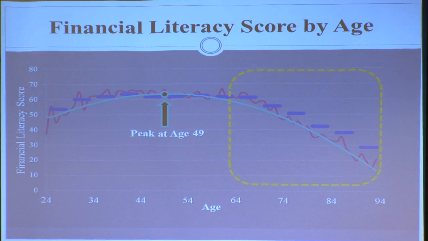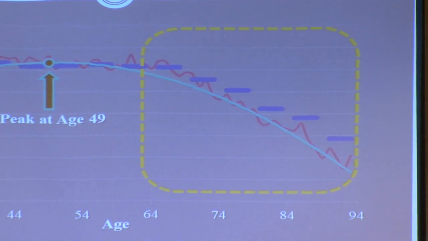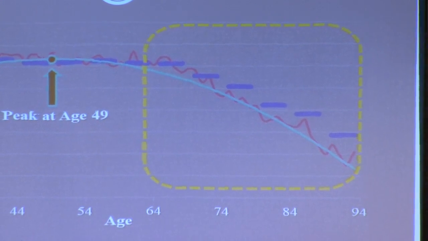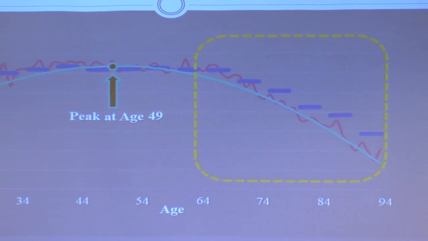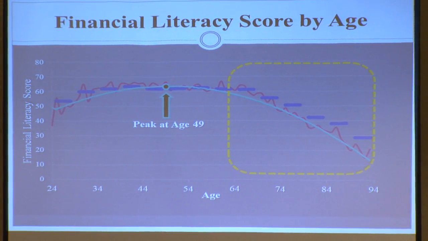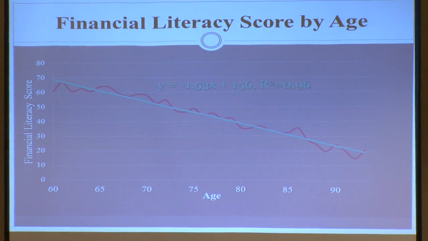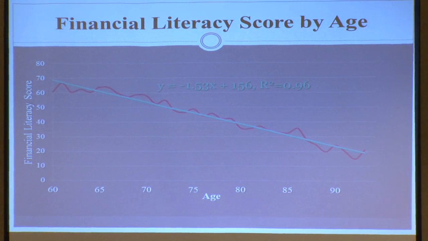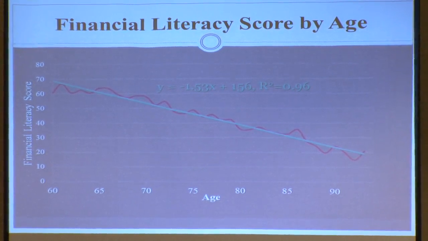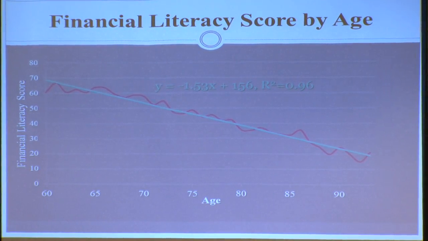So what we're going to focus on is this period between the ages of 60 and 94. We stop at 94 because we don't have enough sample beyond that point. Between 60 and 94, we seem to see something that looks like a linear decline in financial literacy. And what's very common in the cognitive, especially the cross-sectional cognitive aging literature, is just to look at the average financial literacy score by age. So what is the average at age 60, 61, 62, all the way up to 94?